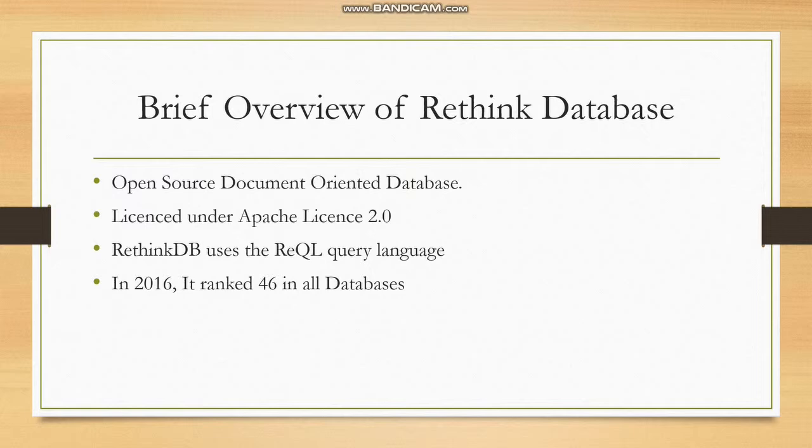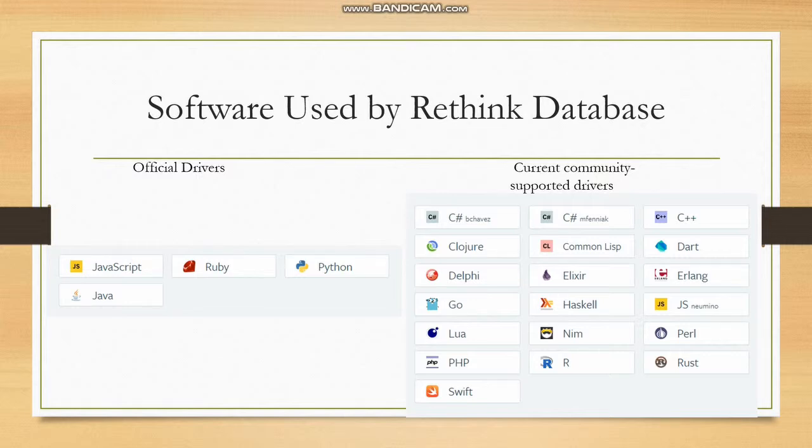It is a scalable database designed to push data to application in real time. According to database engine rankings, Rethink Database in 2016 ranked 46 among all the databases. So these are some software used by Rethink database. Its official drivers are JavaScript, Ruby, Python, Java, and including Node.js also. And it has community support for 17 other languages including PHP, R, C, C++.